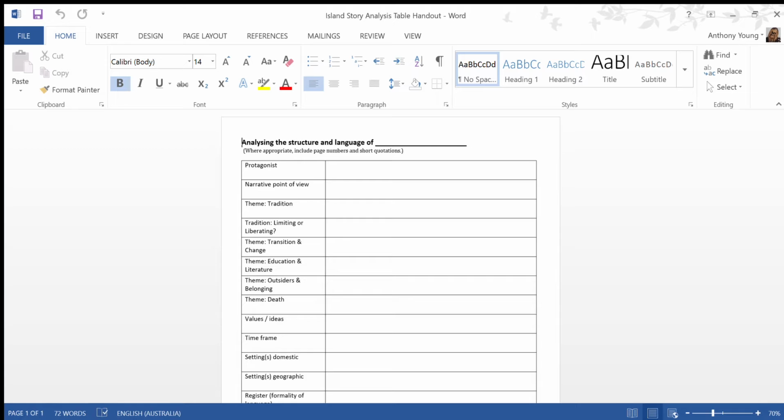Now, of course, this is the table and the handout that you'll be allowed to bring into the SAC planning session, so you can choose whether you write by hand or whether you write on a device and then print it out, but you'll of course need hand copies.